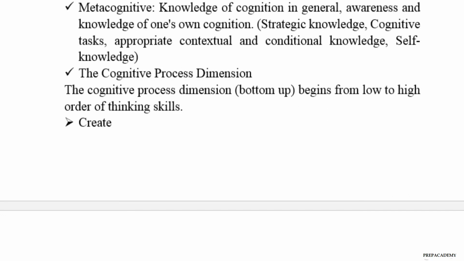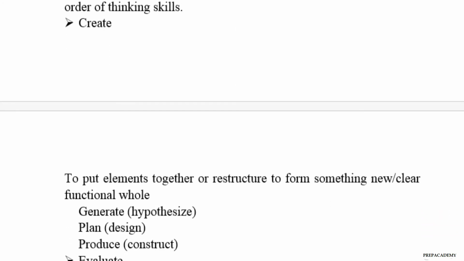Metacognitive: knowledge of cognition in general, awareness and knowledge of one's own cognition. Strategic knowledge, cognitive tasks, appropriate contextual and conditional knowledge, self-knowledge. The cognitive process dimension. The cognitive process dimension, bottom-up, begins from low to high order of thinking skills.